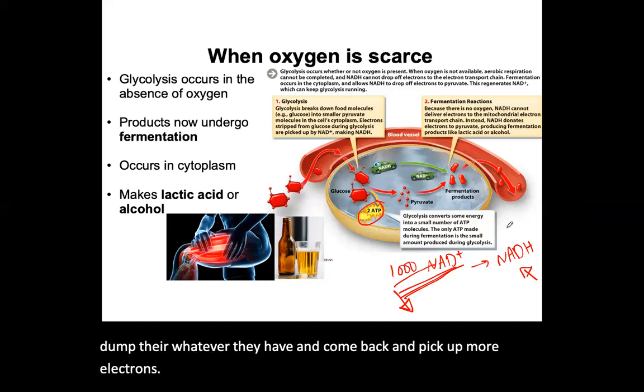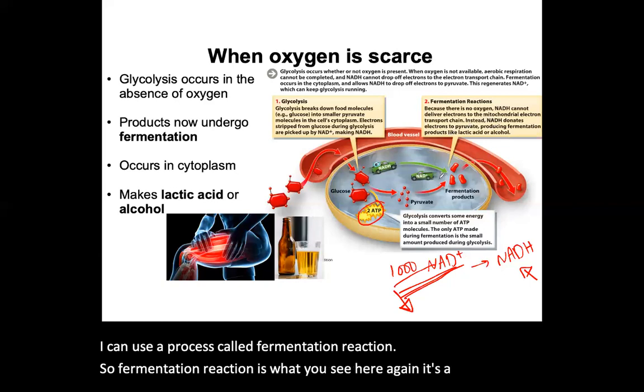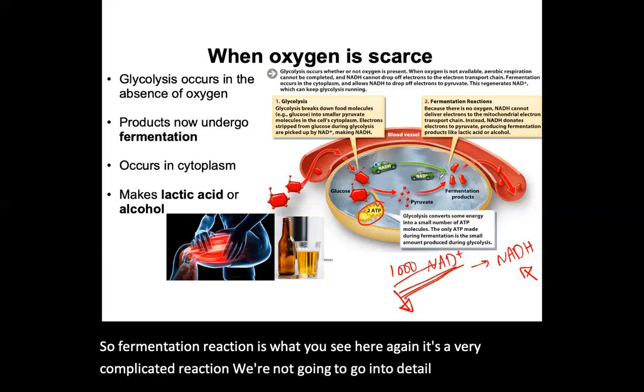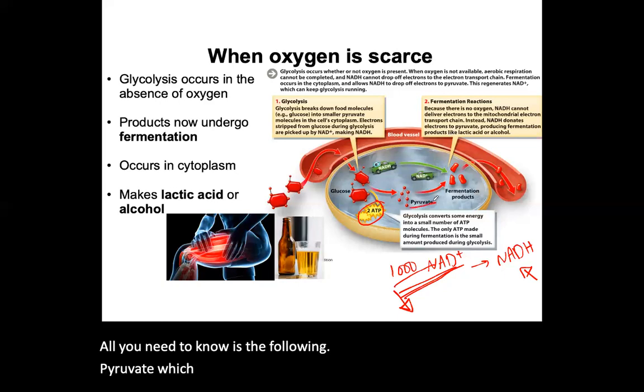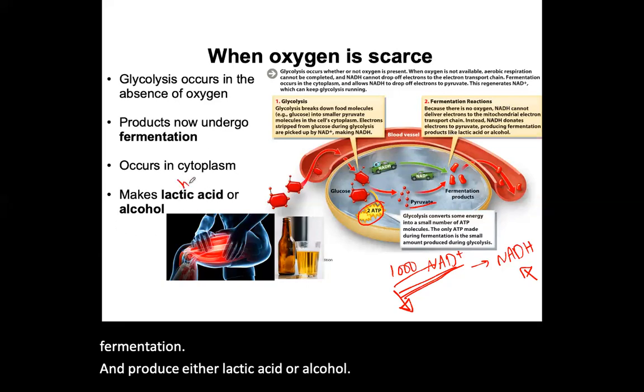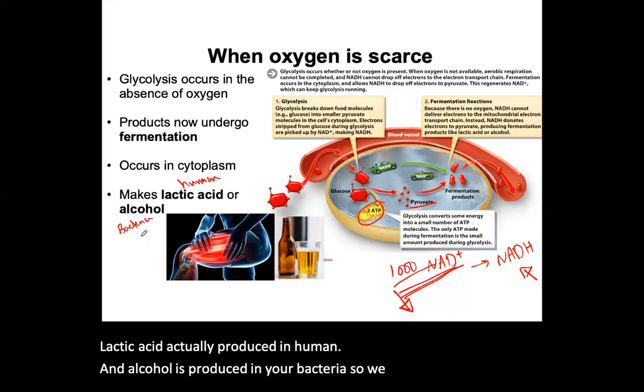So what can I do? I can use a process called fermentation reaction. So fermentation reaction is what you see here. Again, it's a very complicated reaction. We're not going to go into detail about that. All you need to know is the following. Pyruvate, which is my product of glycolysis, undergoes the process of fermentation and produces either lactic acid or alcohol. Lactic acid is actually produced in humans, and alcohol is produced in bacteria. So we don't produce alcohol in our body, we produce lactic acid.